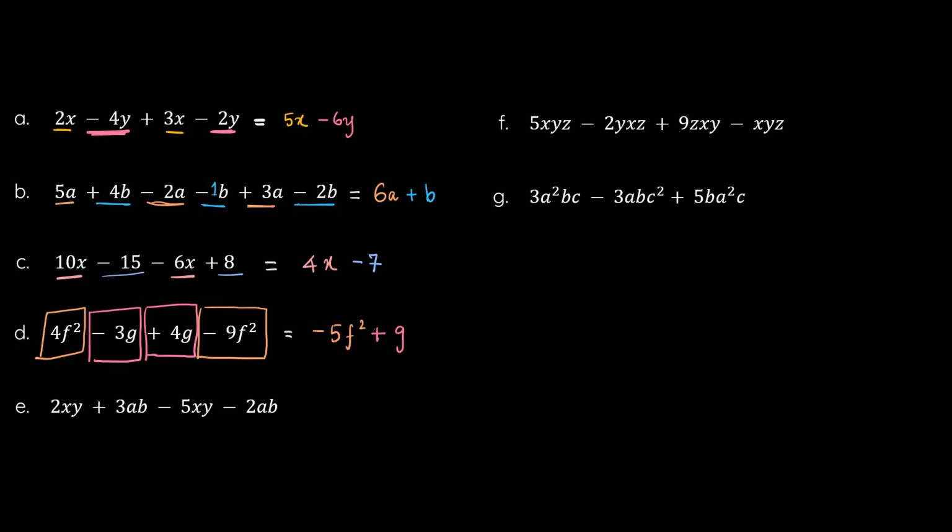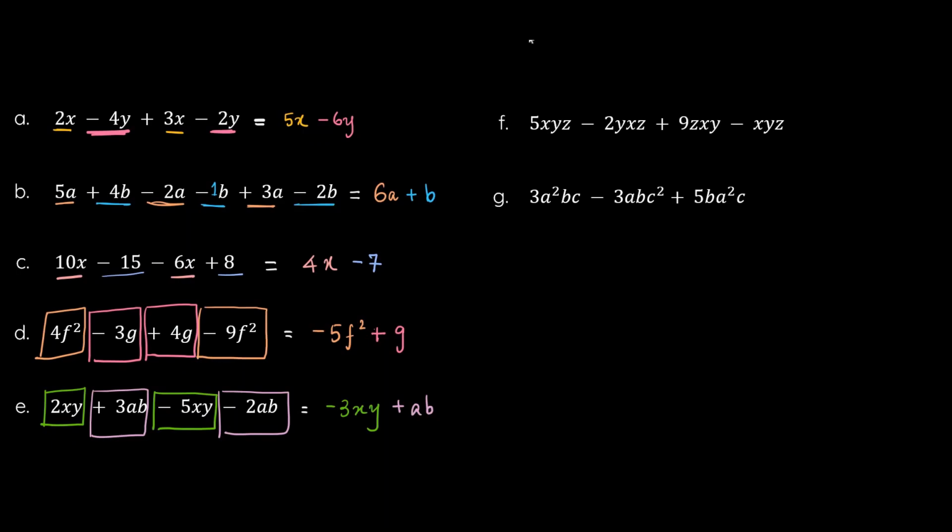Okay, let's go to the next one. 2xy and negative 5xy are both like terms, and at the same time positive 3ab and negative 2ab are like terms. So if you simplify this, 2xy minus 5xy, so that's 2 minus 5, that's negative 3xy, and then plus 3ab minus 2ab is just plus ab. That's basically 3 minus 2, which is 1, and when 1 is a coefficient, we just say ab.